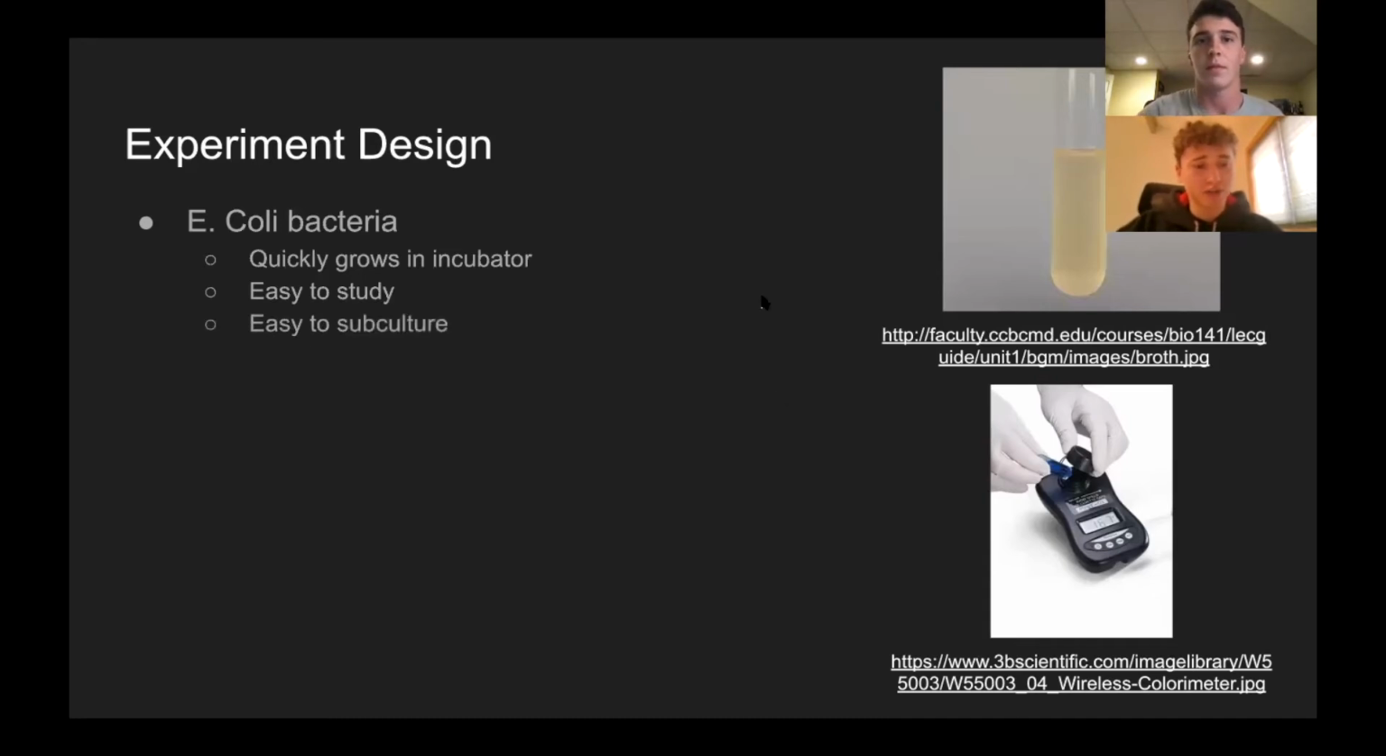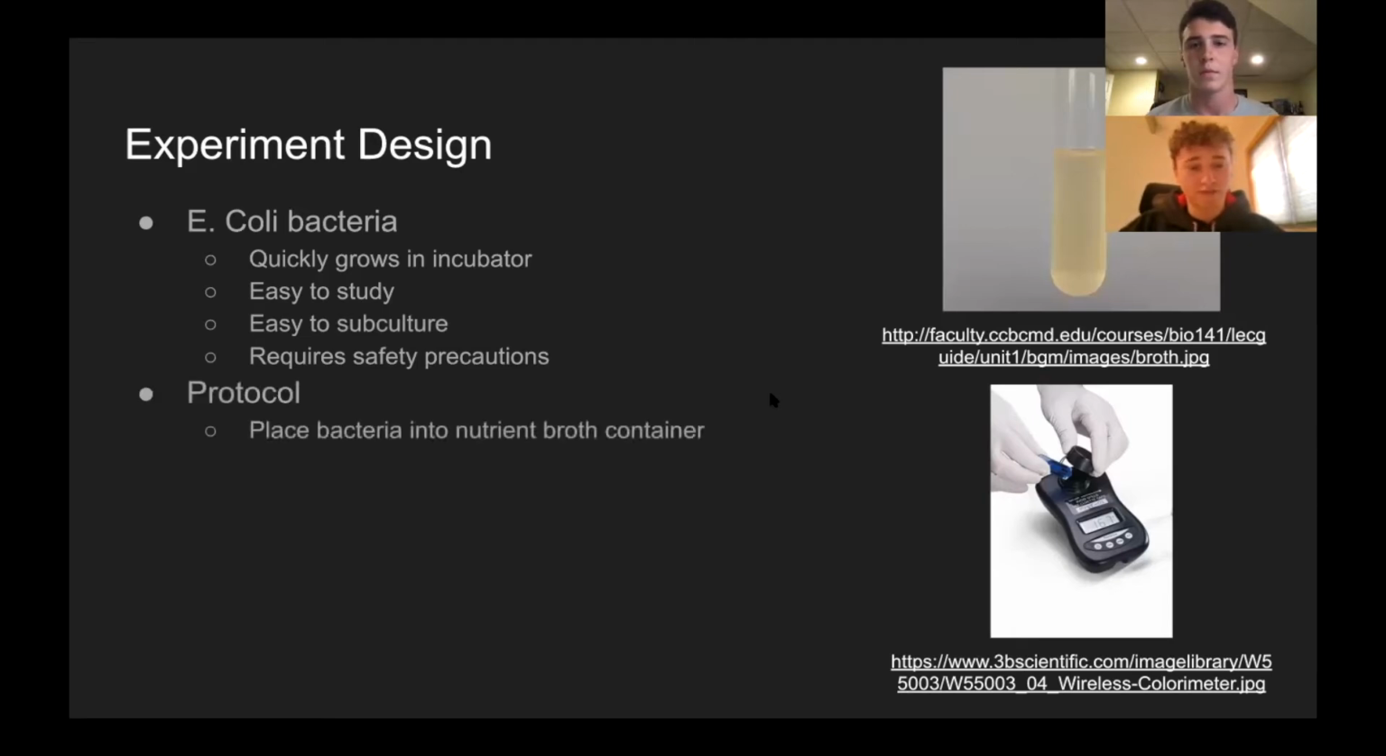E. coli quickly reproduces under the optimal temperature of 37 degrees Celsius, and it's also convenient since we were able to subculture frequently throughout the experiment, meaning we could take small samples of E. coli and put them in new nutrient broth to use for future trials. For each trial, we started off by adding a few drops of bacteria into a container of pure nutrient broth. We then shook the container lightly, covered it up with tin foil, and placed it in the incubator at 37 degrees Celsius for the bacteria to grow.